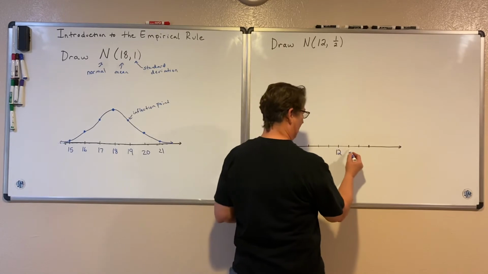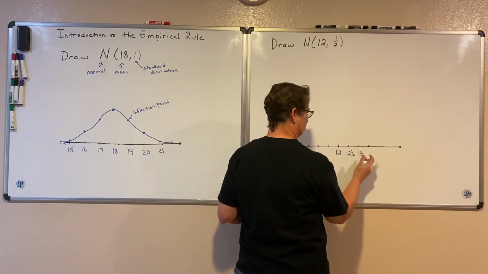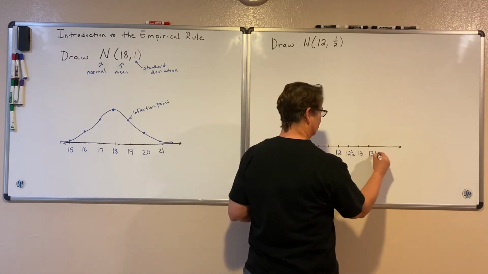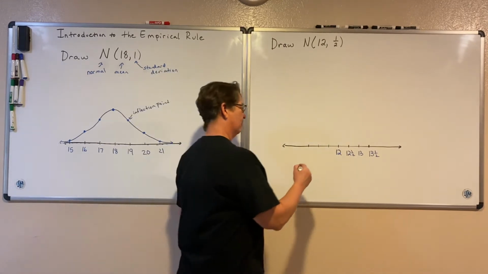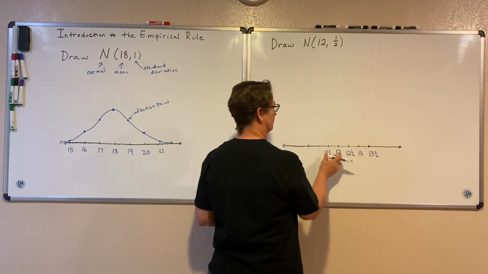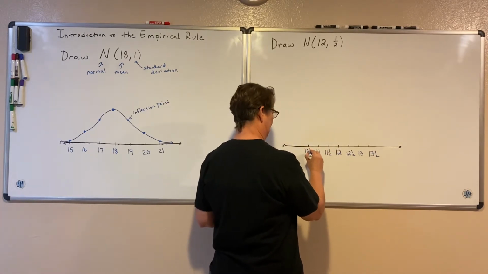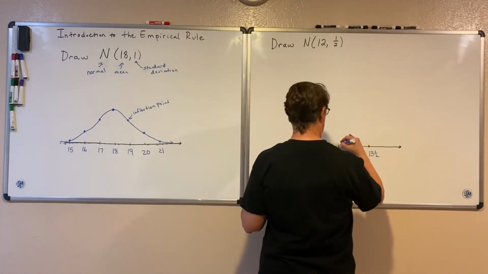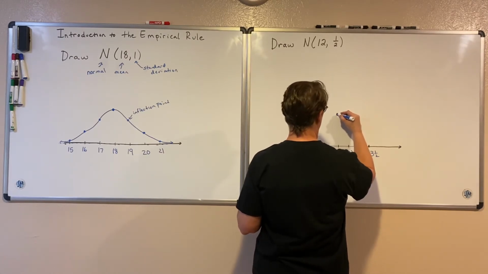So from 12 to 12.5 to 13, this 13 is 2 standard deviations above the mean. And then 13.5 is 3 standard deviations above the mean. Counting backwards, I've got 11.5 is 1 standard deviation below the mean, 11 is 2 standard deviations below the mean, and 10.5 is 3 standard deviations below the mean. Then again, my 12 is my mean, so my peak will be there.